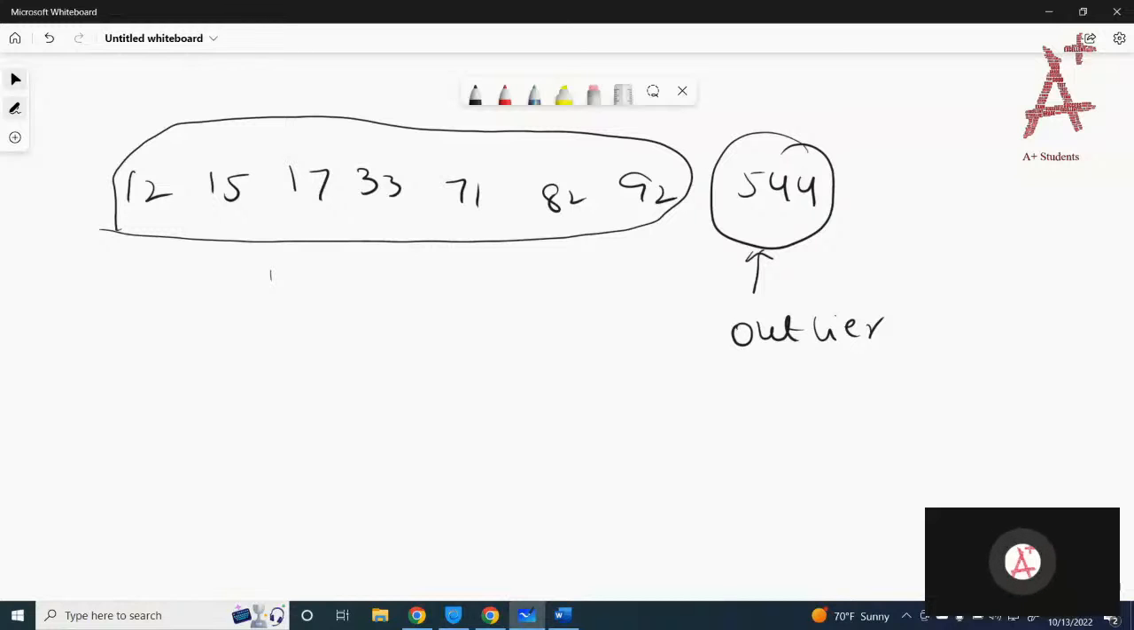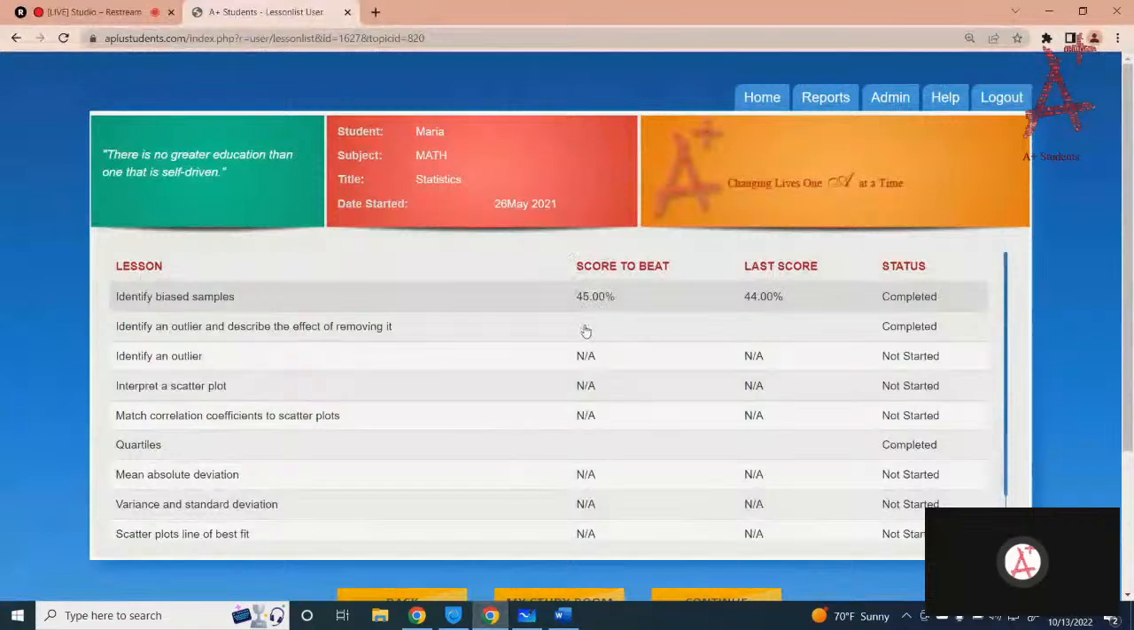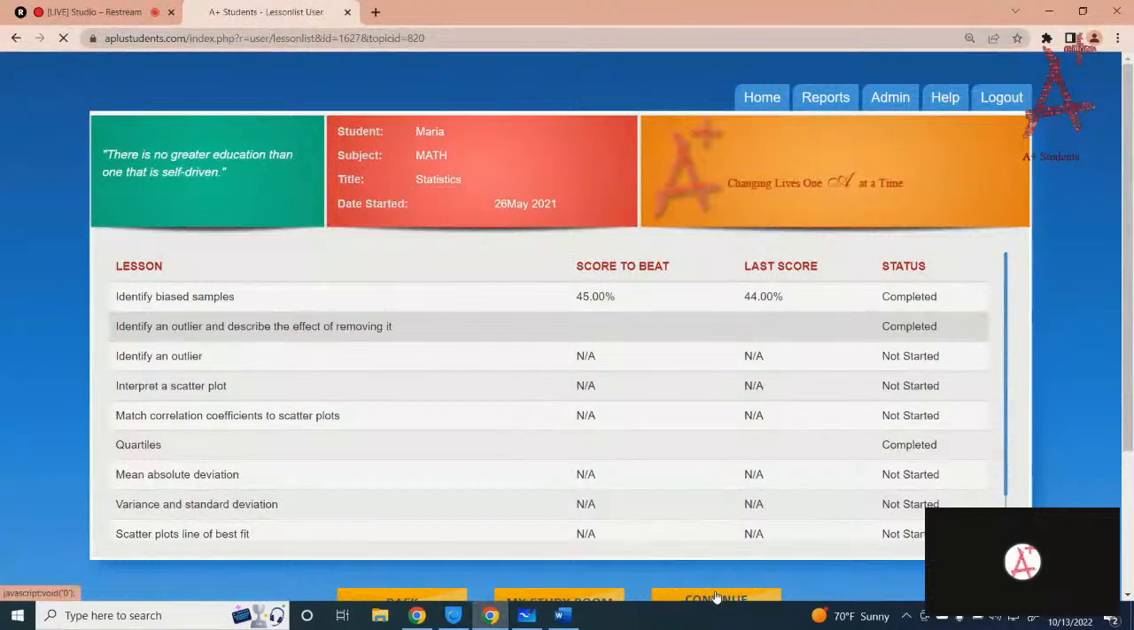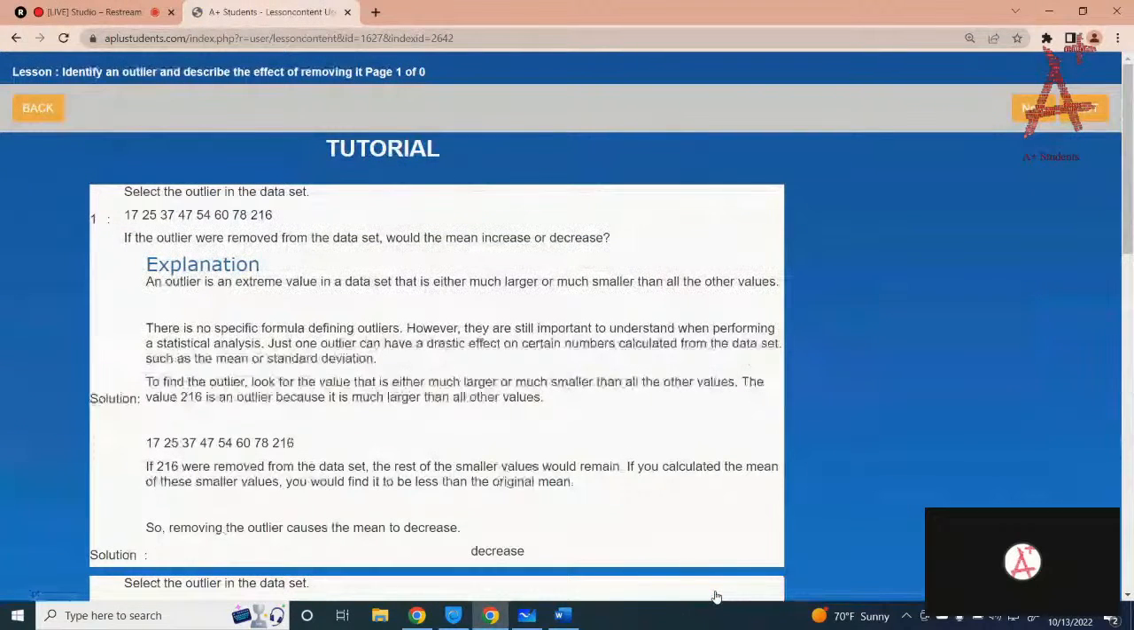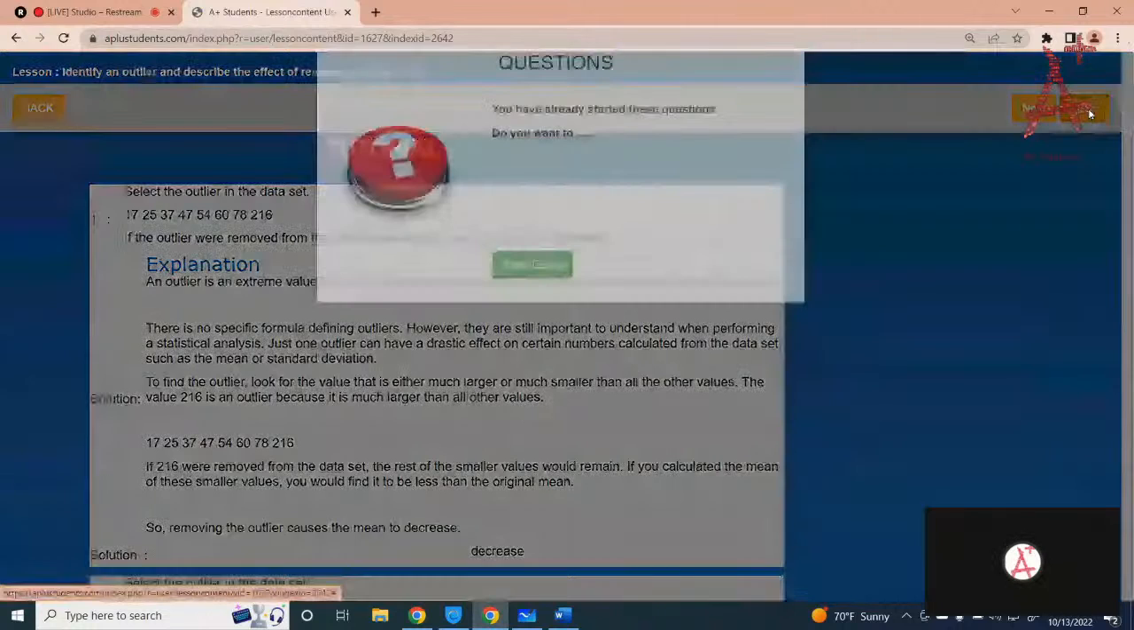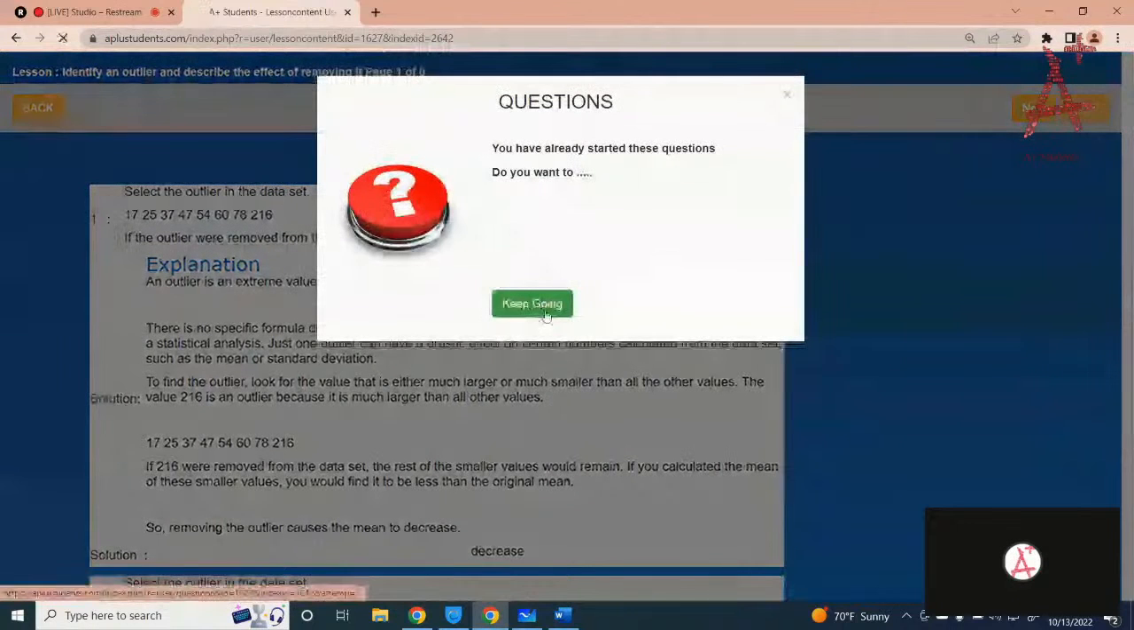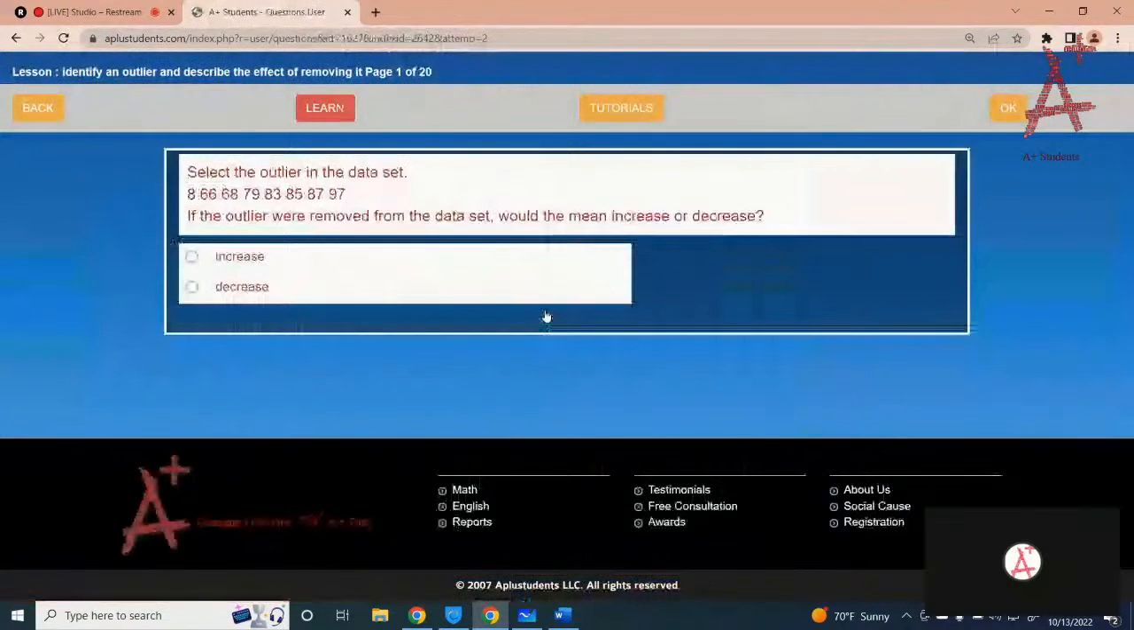Okay, let's start with a test. Let's do some practice questions on the topic. Select an outlier in the data set. If the outlier was removed from the data set, would the mean increase or decrease?